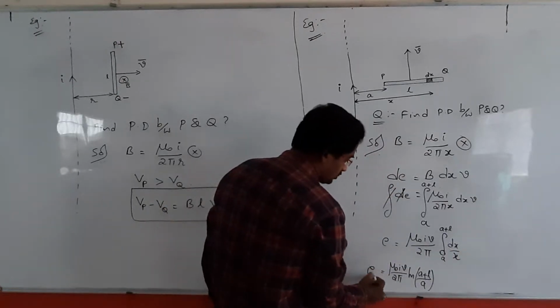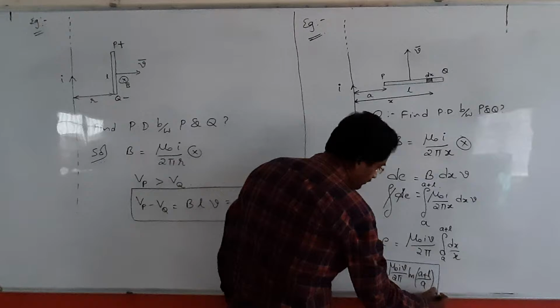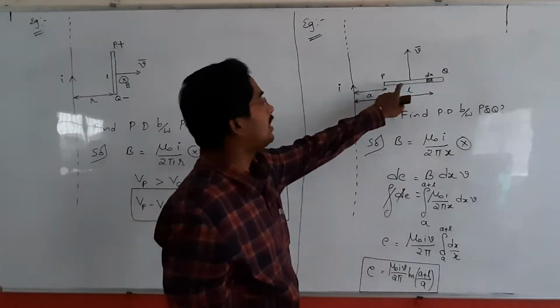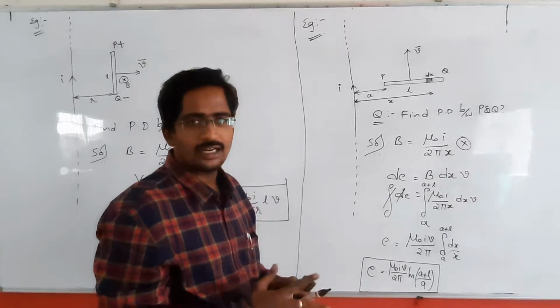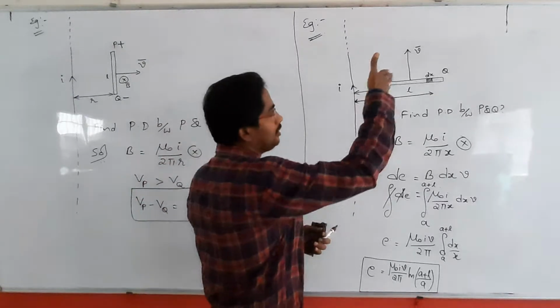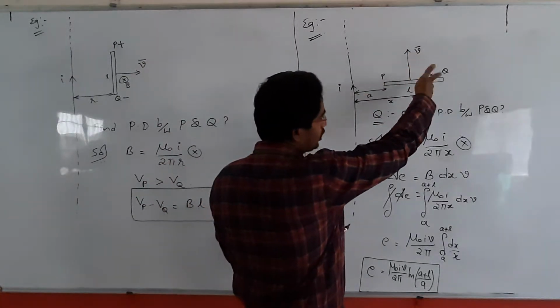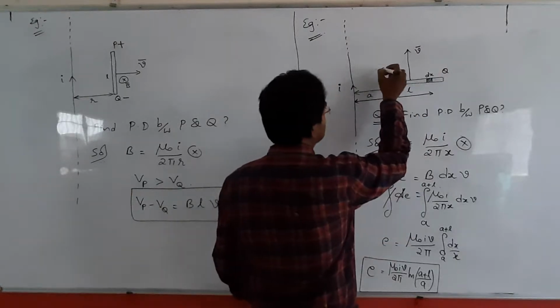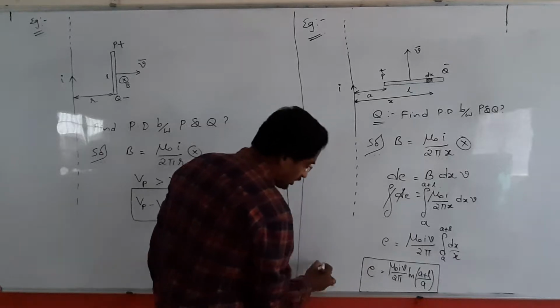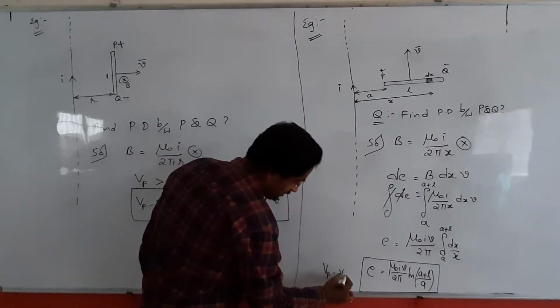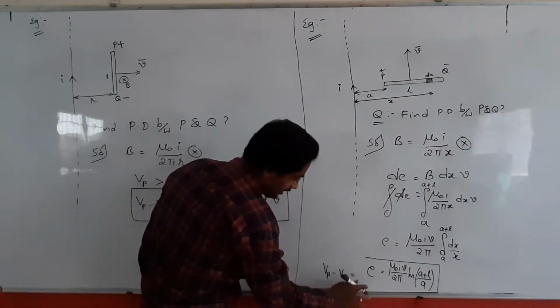So this is the induced EMF across this rod. Between P and Q, according to the palm rule, P is at high potential and Q is at low potential, so the EMF is positive. It is nothing but Vp minus Vq. This is called the induced EMF.